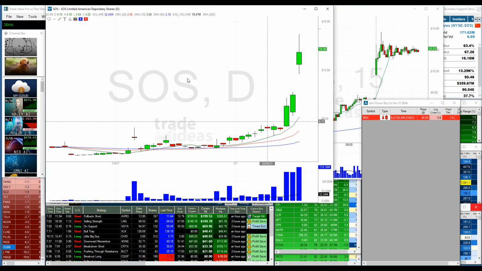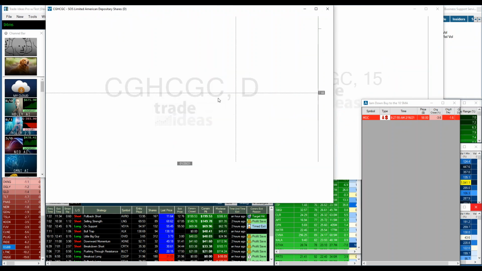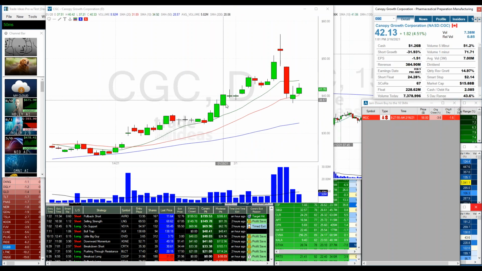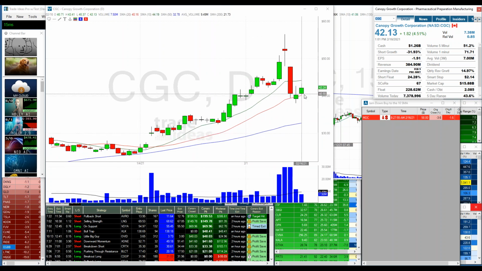CGC. Looks like I'm frozen up here for a second. There we go. CGC. I think that's, yeah, one of the pot stocks. Look at how it got ahead of itself, came back and used the 20-day moving average as its backstop, and now it's trying to dig in. Doesn't look bad.